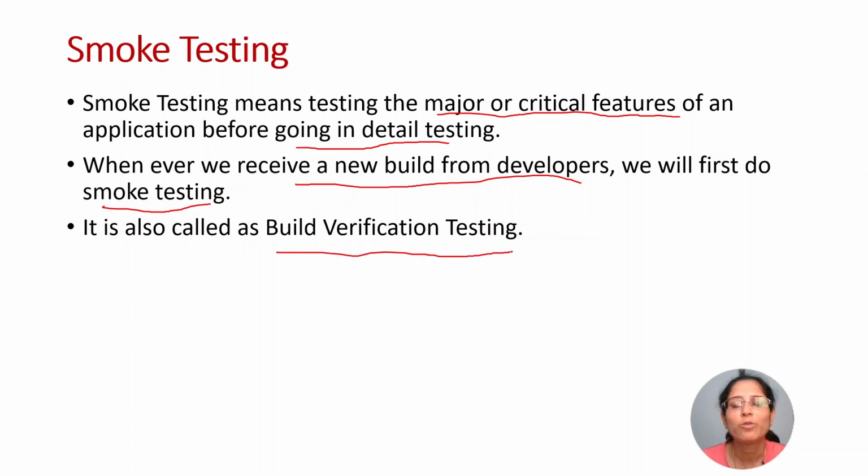As I said, whenever we receive a new build from the development team, first we check whether the build is stable or not. We verify the build to ensure we can go for further testing, and at that time we go for detailed testing of the application. We check each and every functionality, each and every test case of the application. That is why it is called smoke testing or build verification testing.